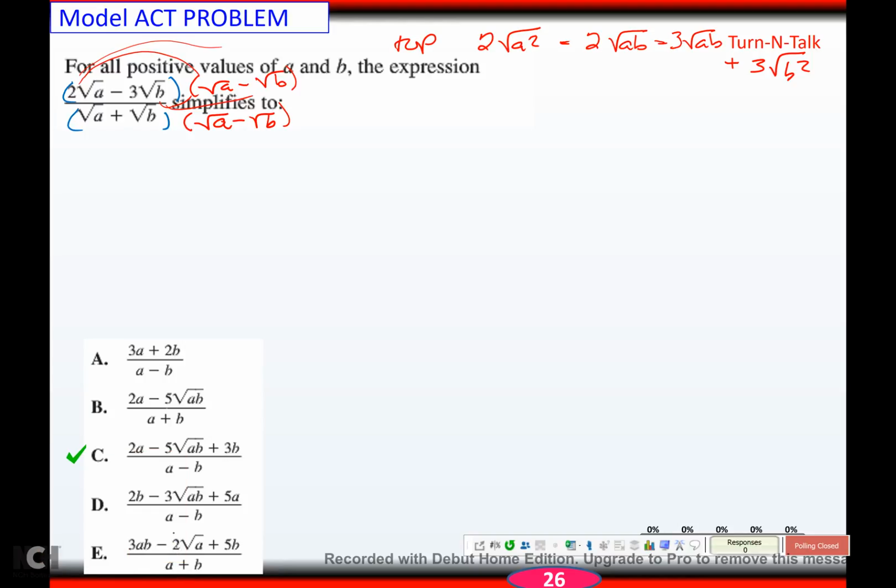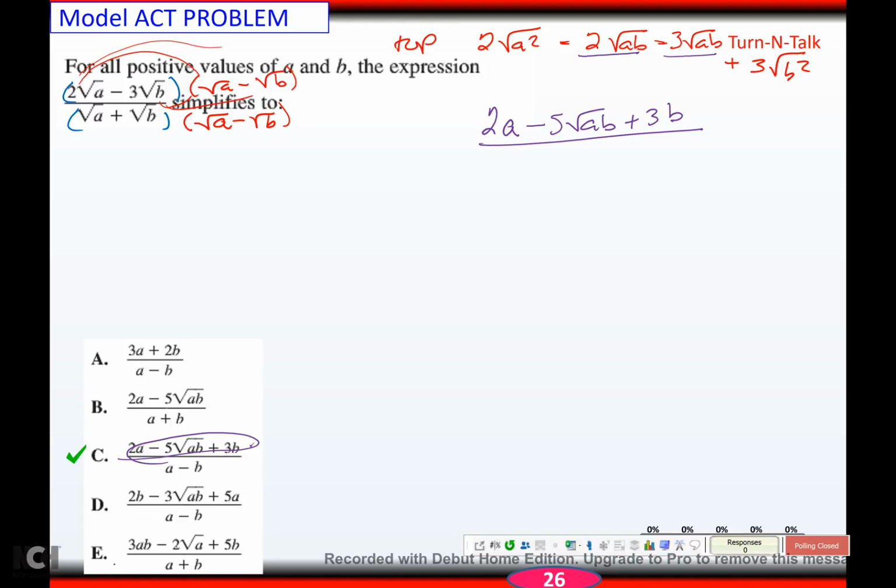Well, again, the square root of A squared is just A, so this becomes 2A. Negative 2 of them here, and negative 3 of them here, make negative 5 of those radicals altogether. And then the square root of B squared is B, so that's just 3B. Well, there's my top. And at this point, you can check the tops and go, I don't need to do the bottom. That's the only one that has the right top.